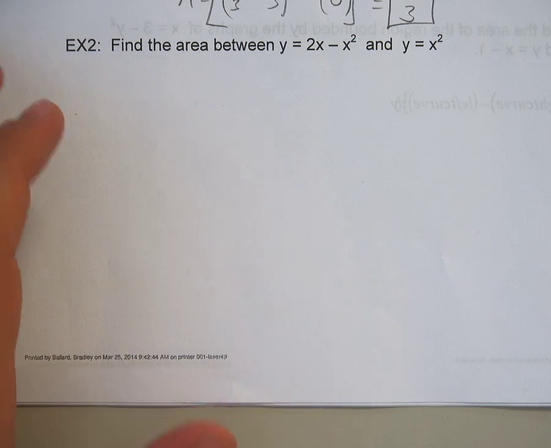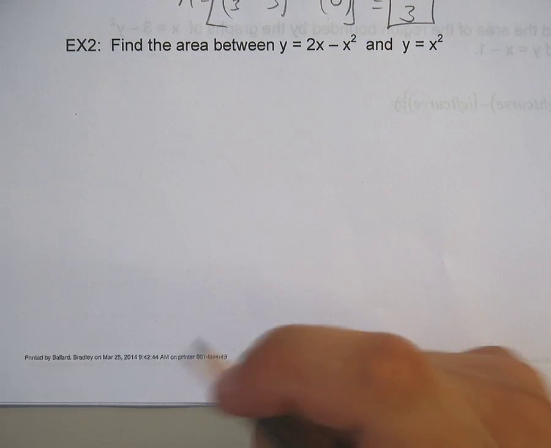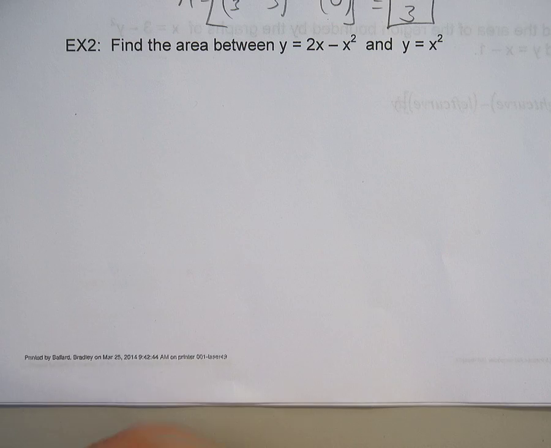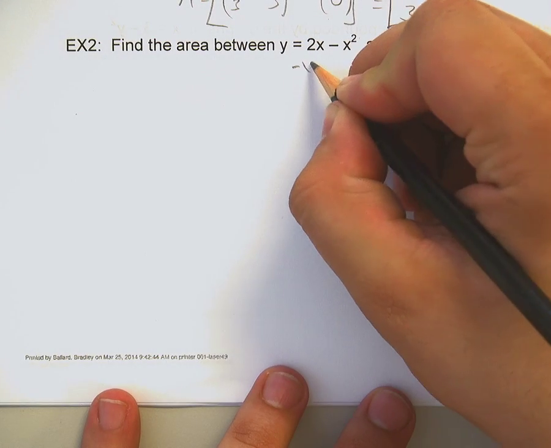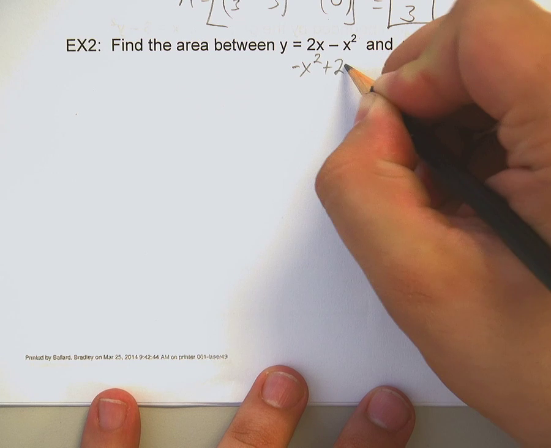Example 2, I'm going to click right through these here at a pretty good pace. It says find the area between y equals 2x minus x squared. Now just to rewrite that, that's negative x squared plus 2x.